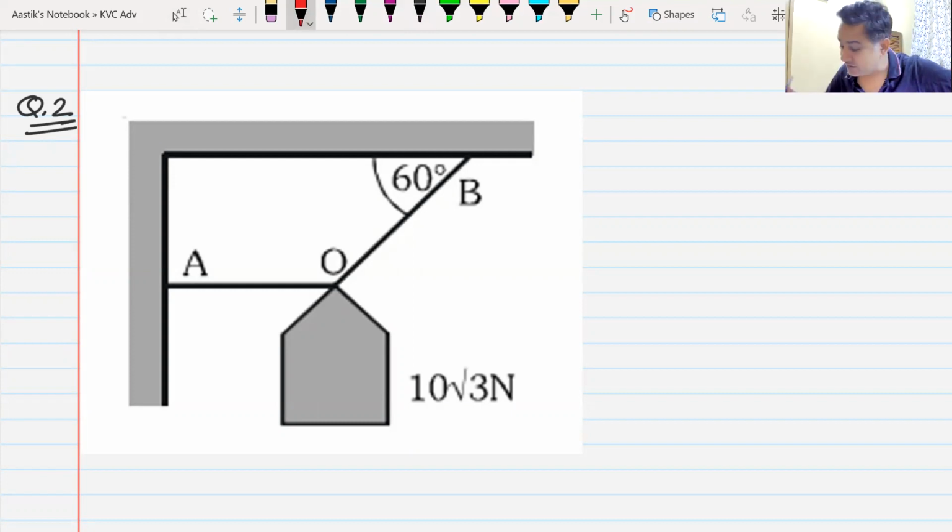You have to find the tension in both the strings. You can call the tension in this string T1, and the tension in this string T2. You have to tell me the values of T1 and T2, and your time starts now.